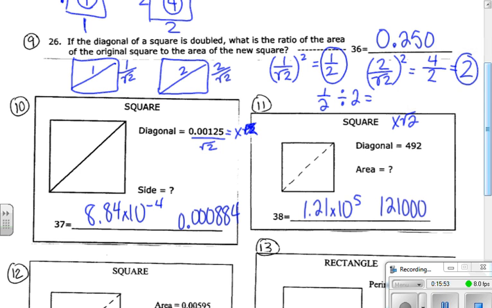So in order to find just the side, we have to do the opposite of multiplying. We have to take our diagonal and divide it by the square root of 2. And that's the side length of our square here. And to find the area, we have to do side times side, or side squared. So we're going to take that quantity we get and square it. And that's the math that's going to give us our answer.